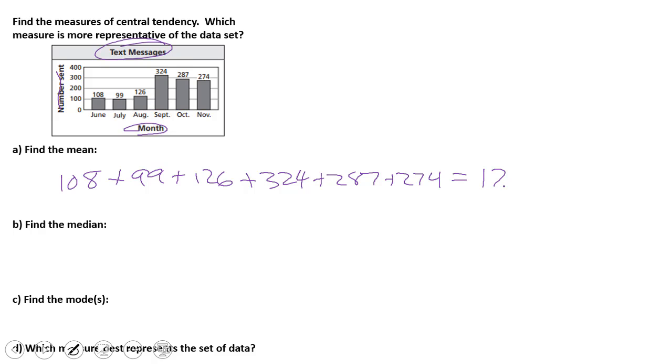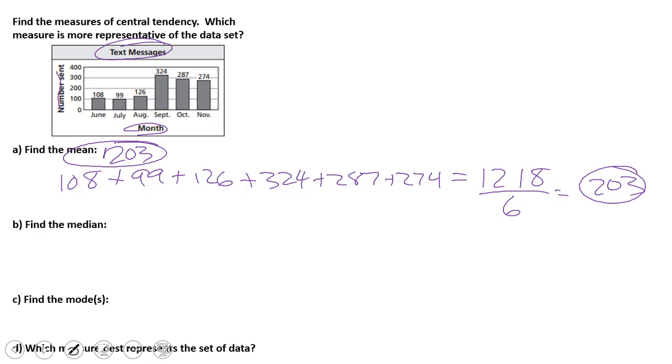So the first thing to find the mean, we have to add them up. 108 plus 99 plus 126 plus 324 plus 287 plus 274. I add all that up together and I get 1,218. And I count up 1, 2, 3, 4, 5, 6. Divide that by 6 and I get 203. So my mean is 203.